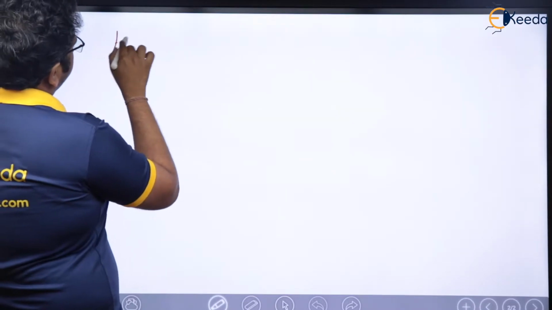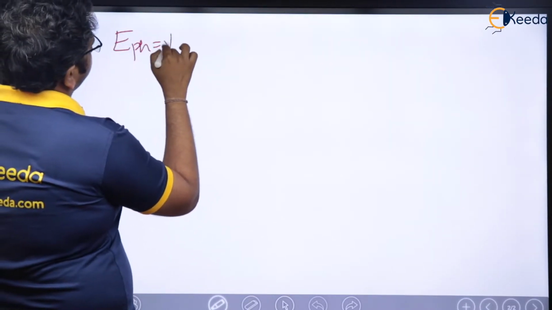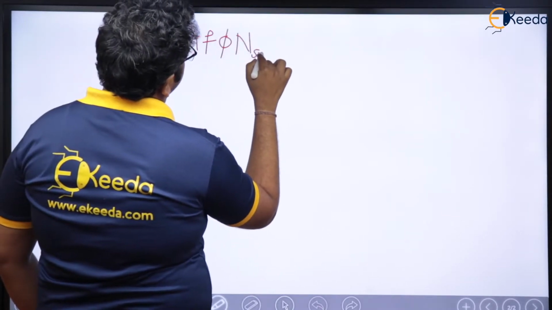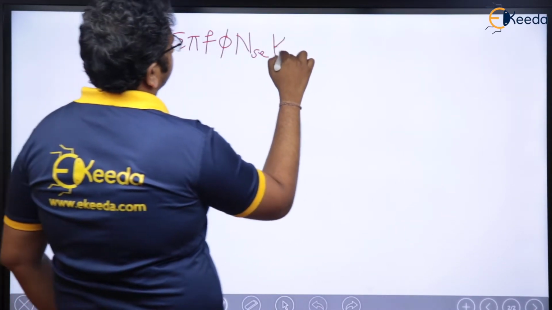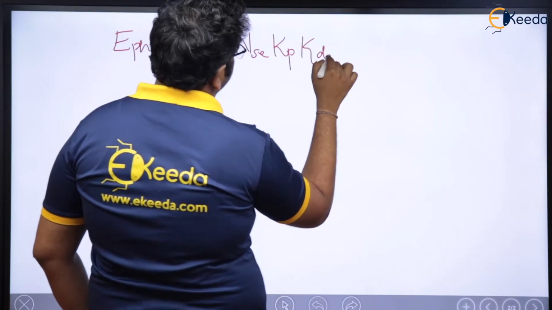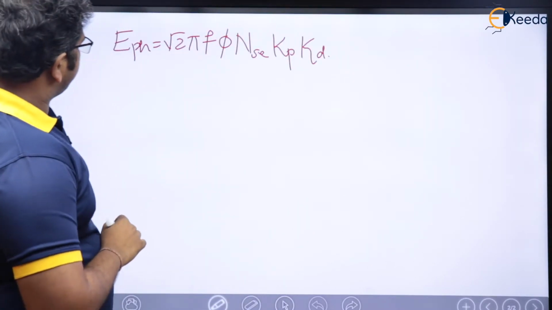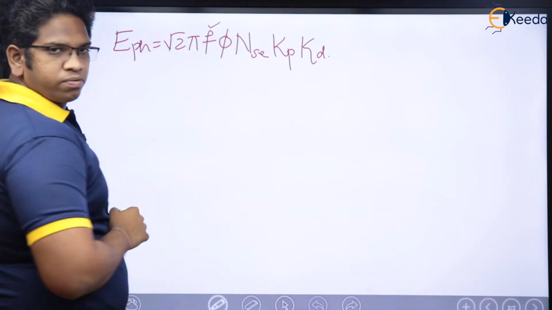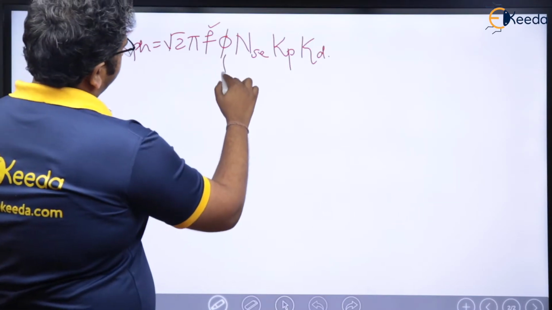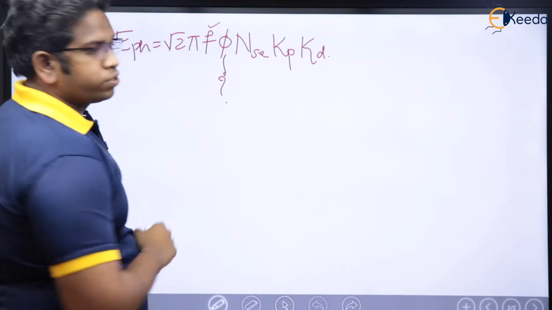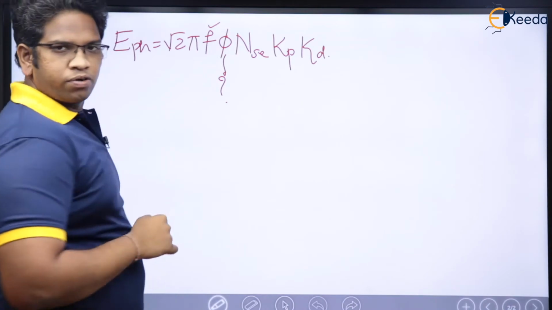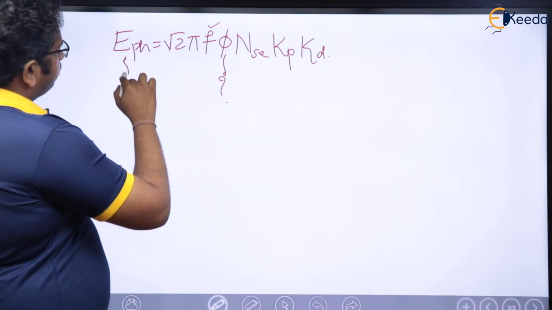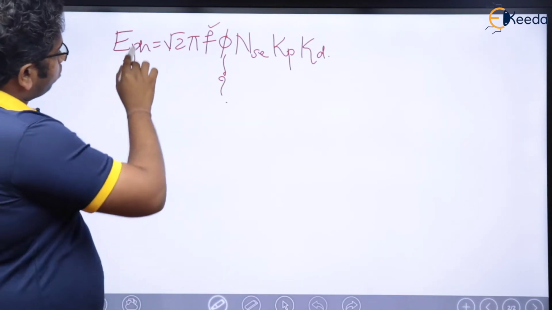We know that EPH is going to be root 2 pi f phi NAC KP and KD. Now see here. Frequency they have given is 50 Hz. This we need to find. NAC also we need to find. KP also we need to find. KD also we need to find, and they have given us EPH. EPH in the sense, they have not at all talked about EPH.